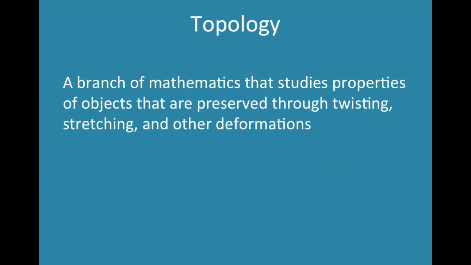First thing we need to do is start by defining topology. Topology is a branch of mathematics that studies properties of objects that are preserved through twisting, stretching, and other deformations. All this means is that topologists study things that stay the same when they are stretched or smushed, but not torn or broken. Now, this might sound like a very narrow and boring field of mathematics, but there are actually all kinds of cool things that you can do with topology.